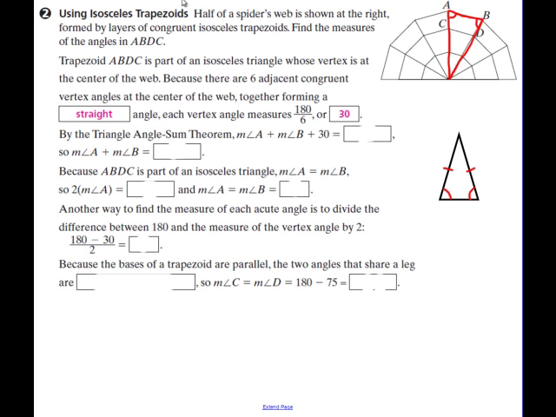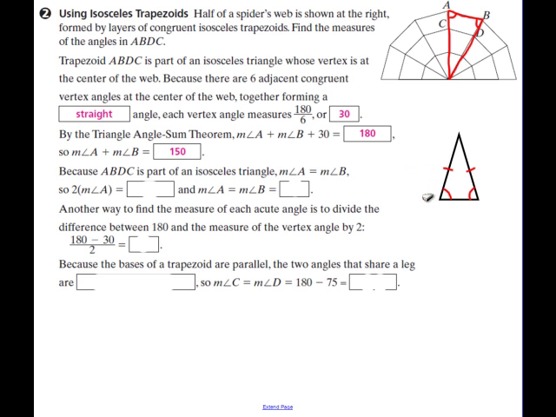So we also know that based on the fact that this is a triangle, angle A plus angle B plus this angle down here, which we already found to be 30, so A plus B plus 30, are all going to add up to 180. Right? So together, A and B will be 150. We subtract 30 from both sides. If this makes up 30, then these two together are going to make up the rest of the 150.